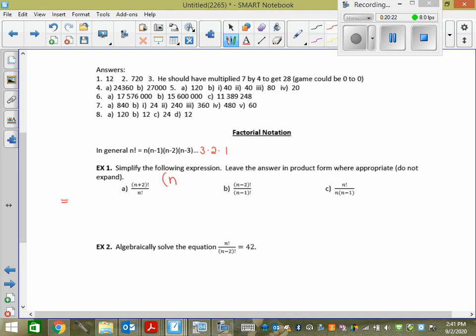So it's n plus 2 factorial over n factorial.